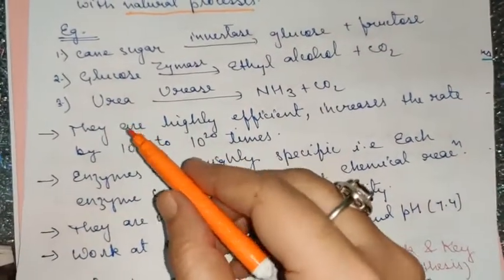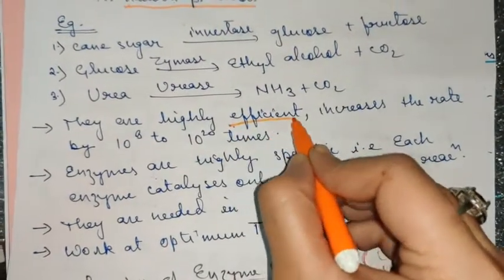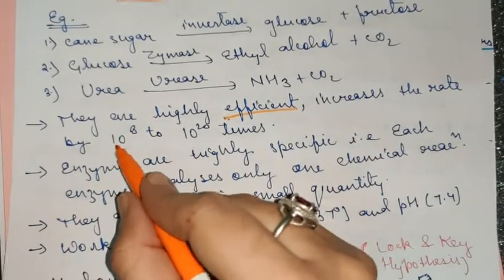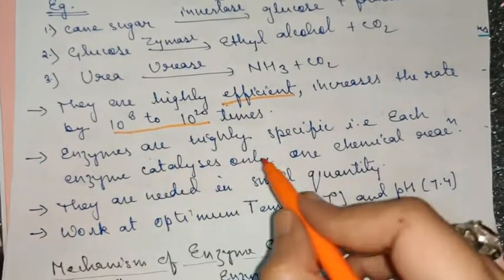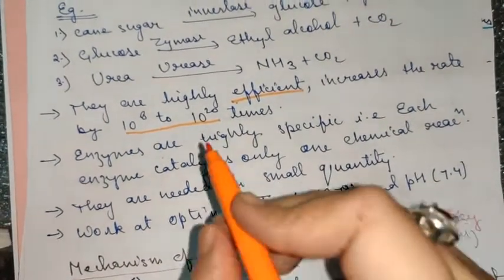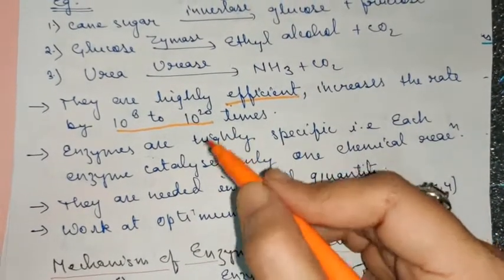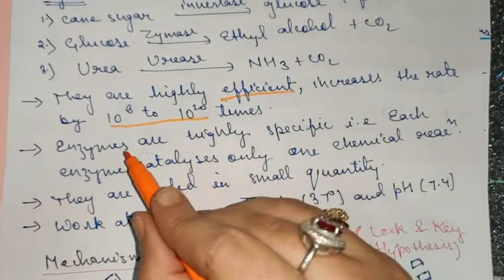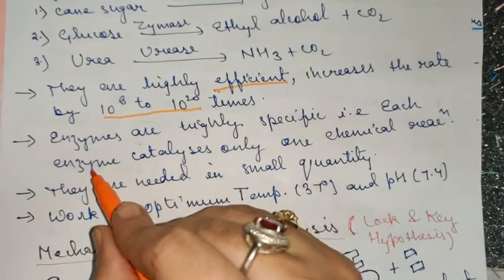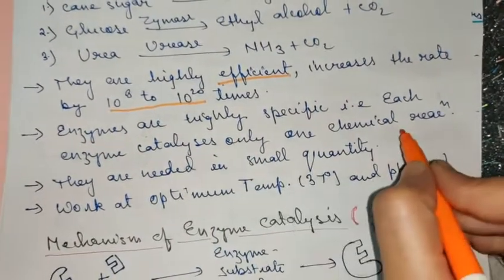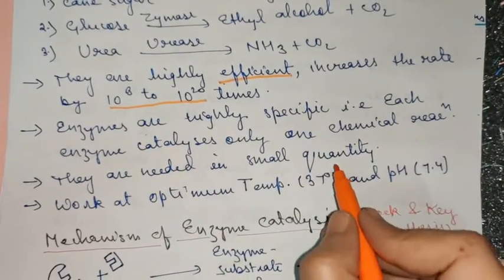Then another characteristic: they are highly efficient. They increase the rate by 10 raised to the power 8 to 10 raised to the power 20 times, which is very, very high. Enzymes are highly specific, that is, each enzyme is specific for a particular reactant or a particular substrate. It's not like an enzyme can react with any reactant. They are highly specific in nature. An enzyme catalyzes only one chemical reaction. They are needed in small quantity because they are highly effective. Small quantity is just enough.